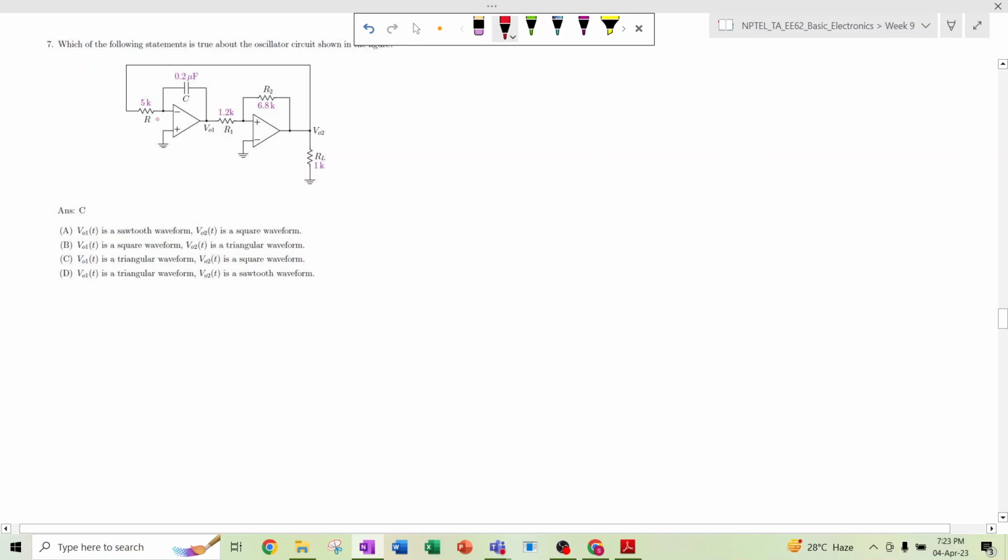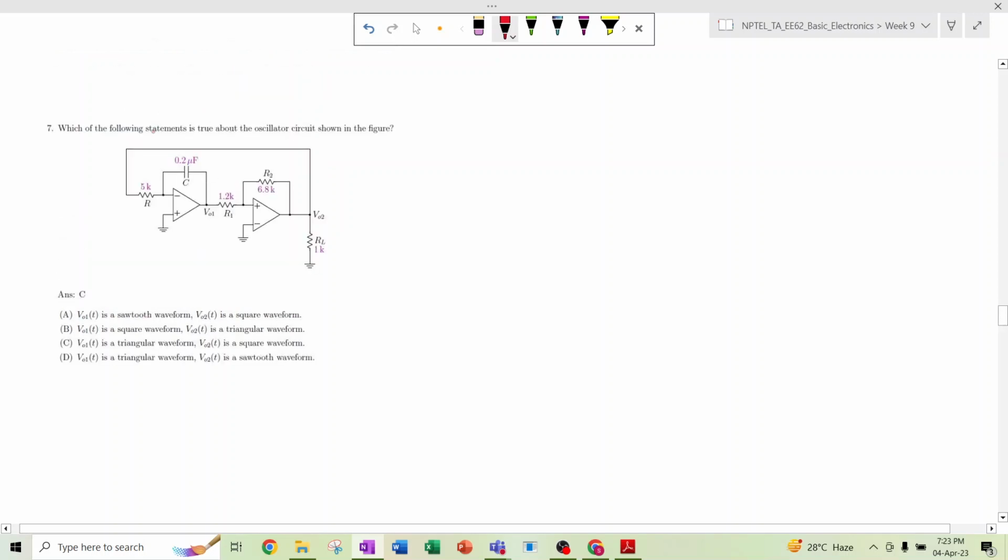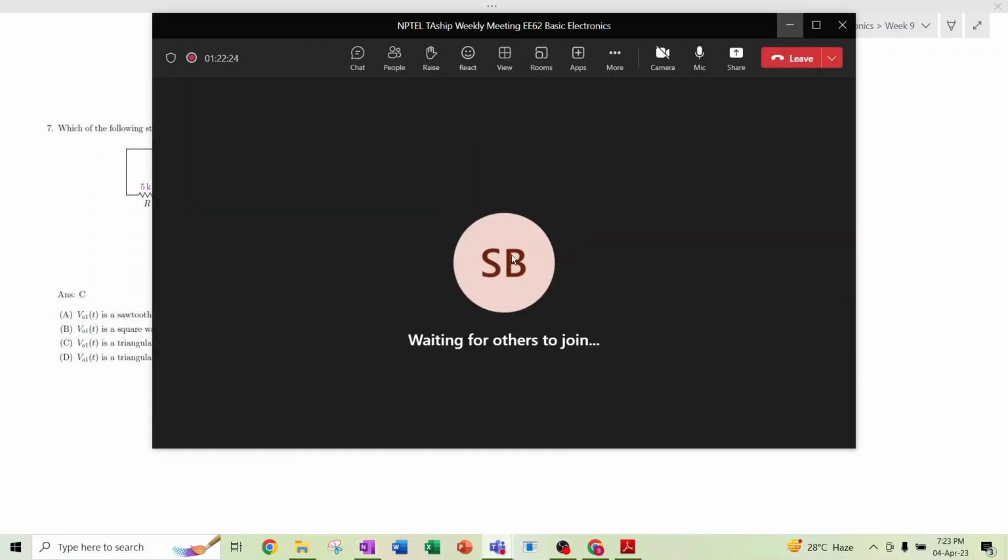So I am moving forward to the next question. Which of the following statements is true about the oscillator circuit shown in the figure? If you have any question, then you can ask.